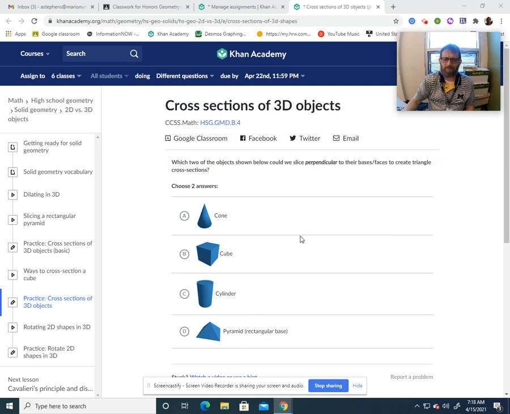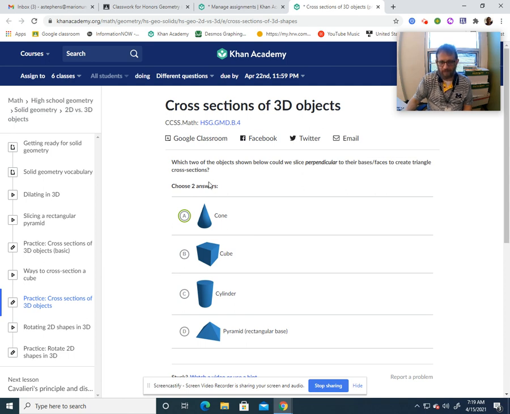This requires some visualization, some ability to imagine what you're going to see if you were to do something. It says, which two objects shown below could we slice perpendicular to their bases/faces to create a triangle cross section? So we're cutting them straight down. And we want to know if we did that, would we have a triangle? Now, they do help us here. They tell us that they're going to find two of those.